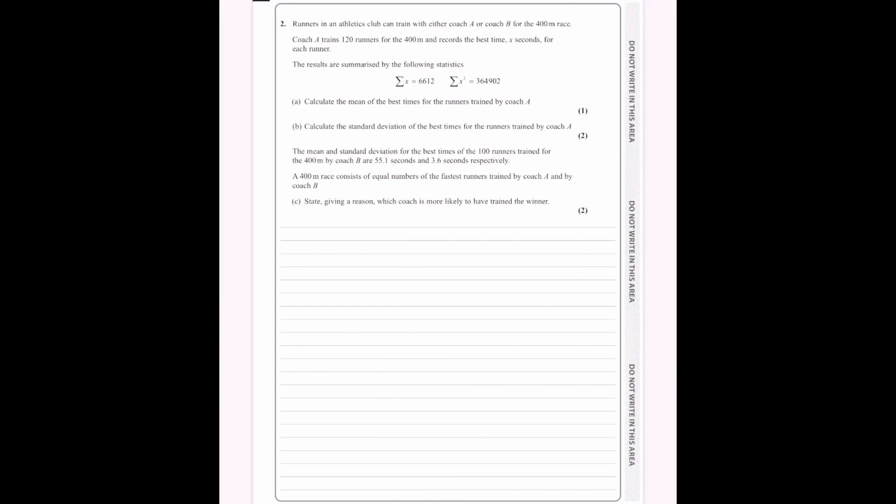Question number 2, this is the runners in the athletics club. Well, to find the mean, we'll divide the sum over the number. So the sum's 6612 divided by the 120 runners comes out as 55.1 seconds.